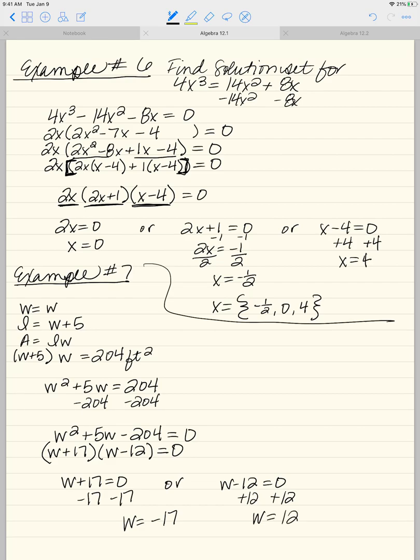So for the dimensions of our room, can W be negative 17? No, the width of the room can't be negative 17. So we know the only possibility for W is 12. Length is W plus 5, so length is 17. Those are the dimensions of the room that the architect can create.